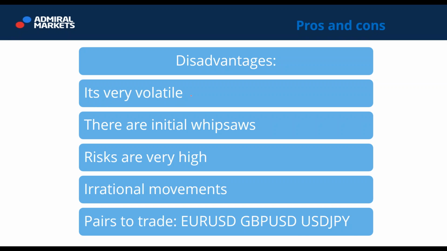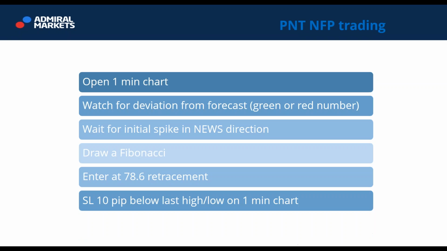And pairs to trade: euro dollar, pound dollar, but the focus is on dollar yen. This is the primary pair to trade on NFP, but I can say the second best is euro dollar, then pound dollar. The best is dollar yen. How do you trade NFP? Open a 1 minute chart. Watch for deviation from forecast, green or red numbers.